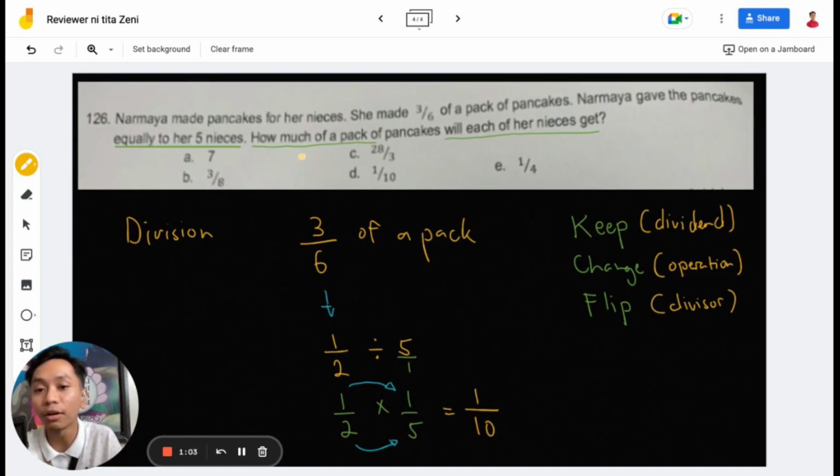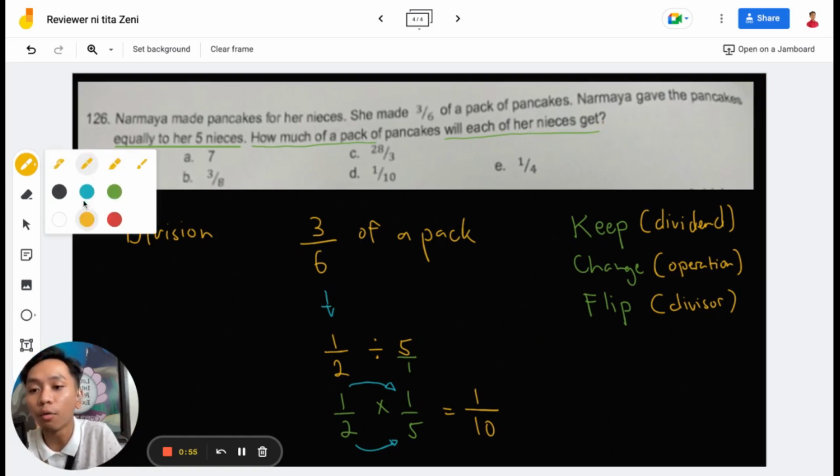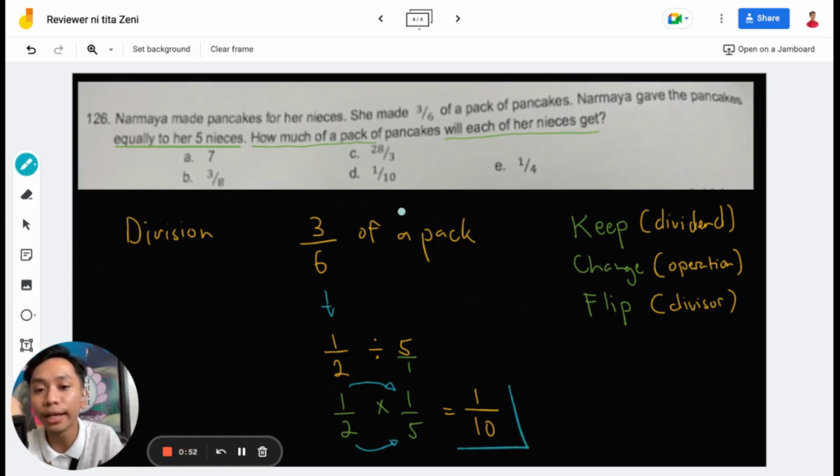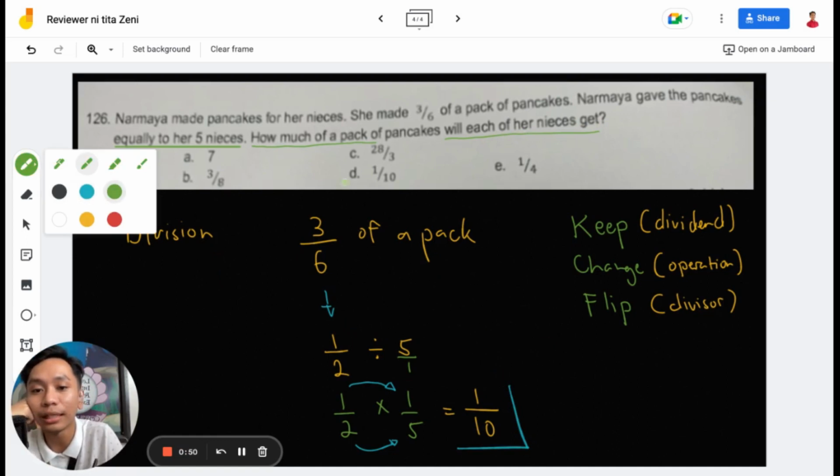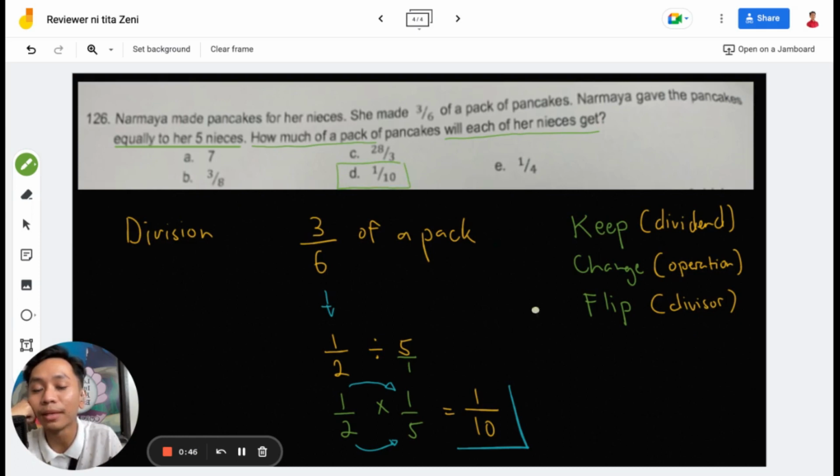Ngayon, nasagot ba natin yung tanong? How much of a pack of pancakes will each of her nieces get? Nakuha natin is 1/10 and it's option D dito sa ating pamimilian.